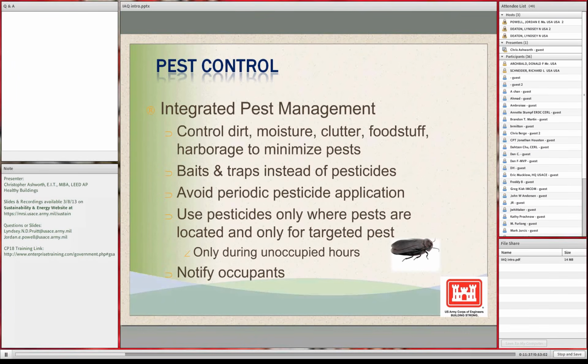Just because, number one, obviously the poor perception of having pests in your building, like we all know what they are. But also the chemicals that may off-gas and the issues that those cause, that we'll talk about in a little bit.